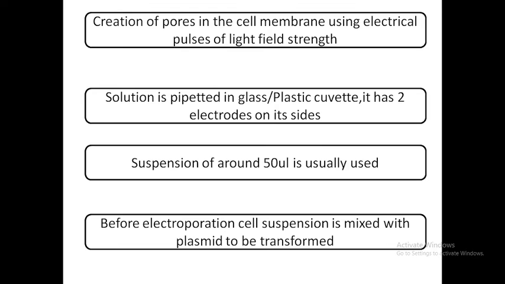recombinant vector which is present outside the cell membrane to enter, due to the pores formed in the cell membrane. The plasmid or recombinant vector will enter the host cell. How much suspension of bacterial cells can you use? Approximately 50 microliters of sample can be used, which is mixed with the recombinant vector.